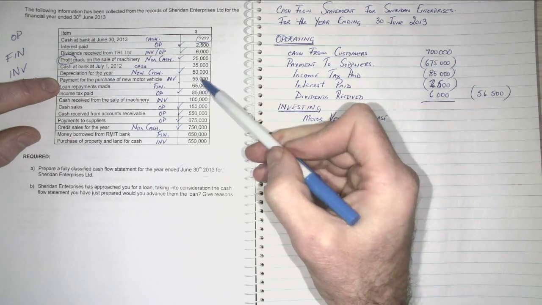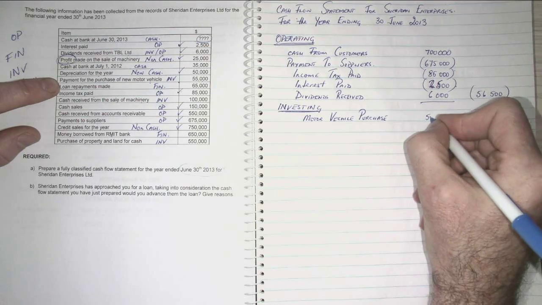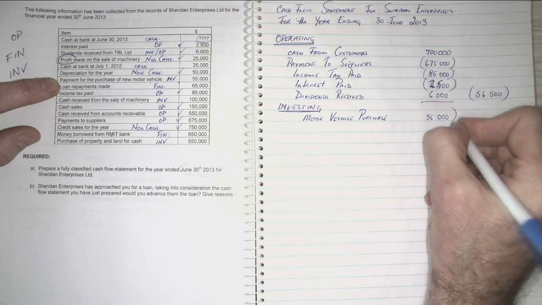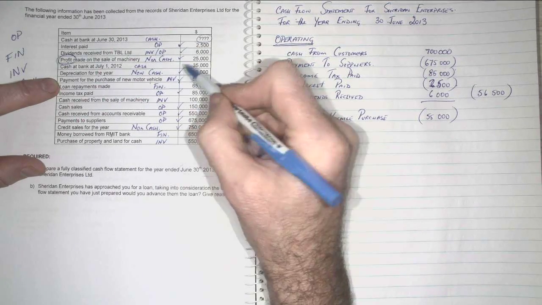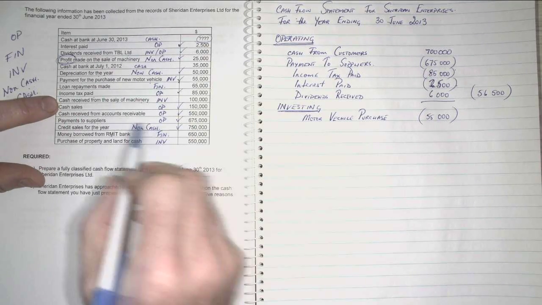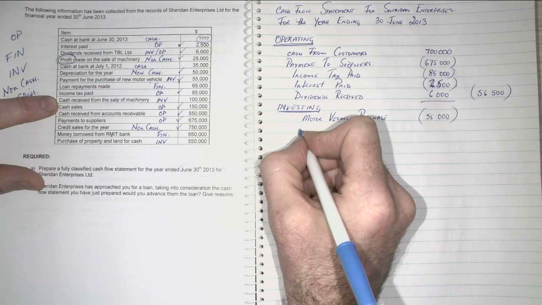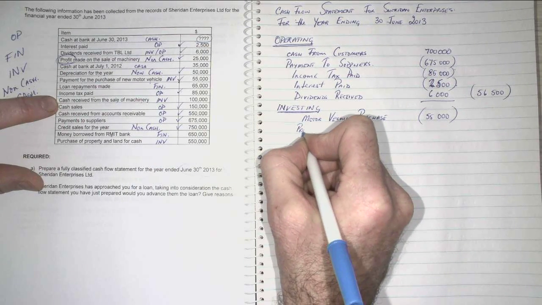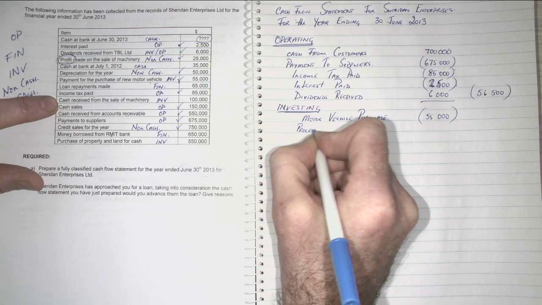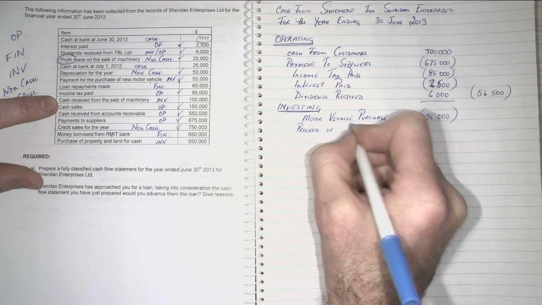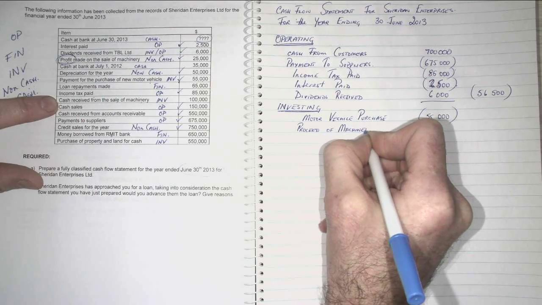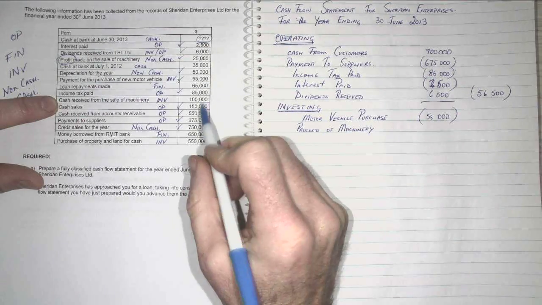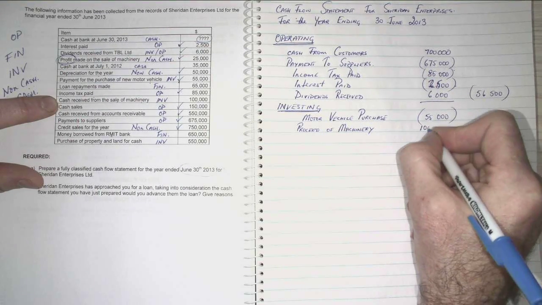Motor vehicle purchase 55,000, and it's a payment, so it's an outflow. I'm going to bracket it. My next one is cash received from the sale of machinery. We call that proceeds of machinery. And it's 100,000, so that's a cash inflow.